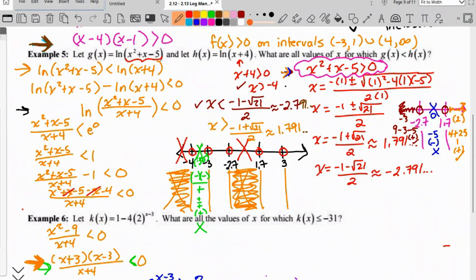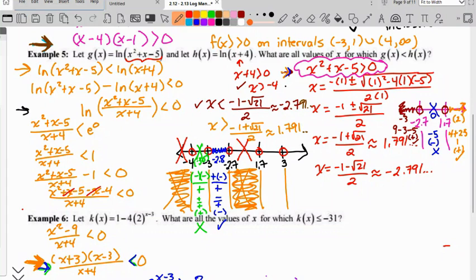Okay, so let's check a number between -2.7 and -3, so maybe -2.8. Again, plugging into this form. So -2.8 plus 3 is going to be positive, and -2.8 minus 3 will be negative, and -2.8 plus 4 will be positive, and a positive times a negative is a negative, over a positive is a negative. Are negative numbers less than 0? That's what we're checking. And yes, they are. So we're going to shade that. So phew, finally we have some answers that are going to work.